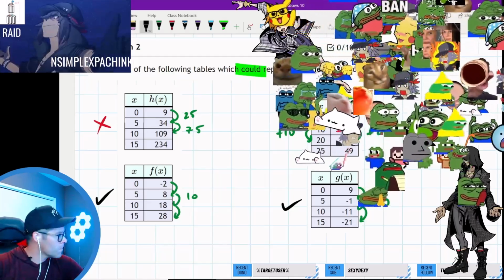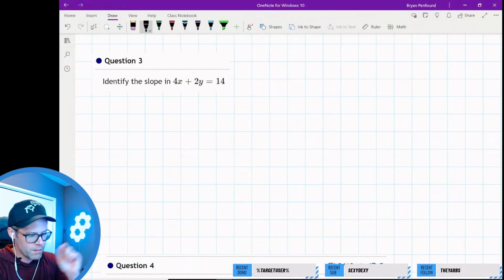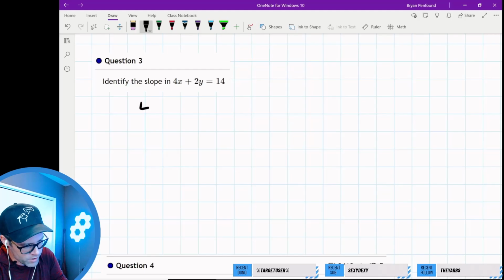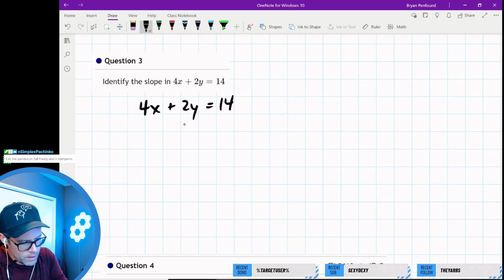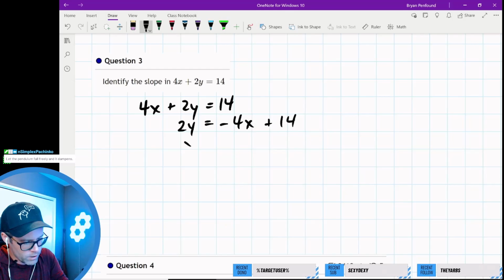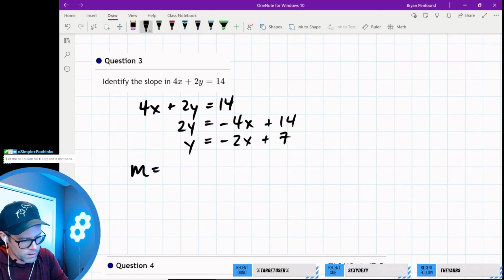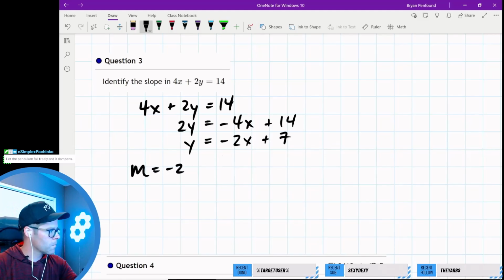Question 3, identify the slope in the following question. So 4x plus 2y is equal to 14. We could probably just get this into mx plus b form. So let's move the 4x over. Let's turn that into a negative 4x. And then we're going to go through and divide each term by 2. So we know that the slope in this particular case should be negative 2.